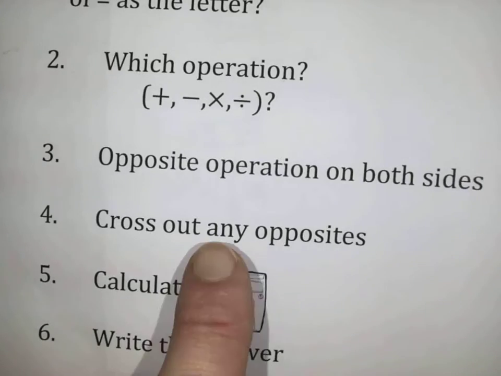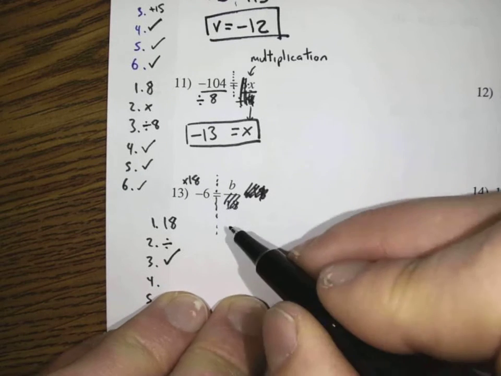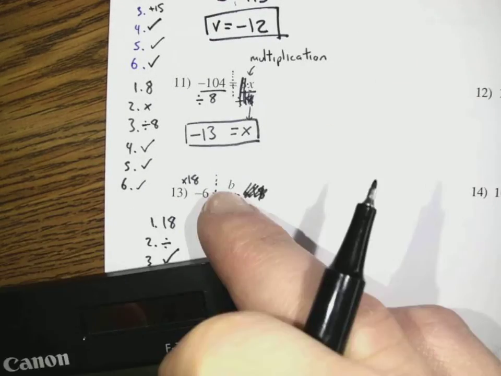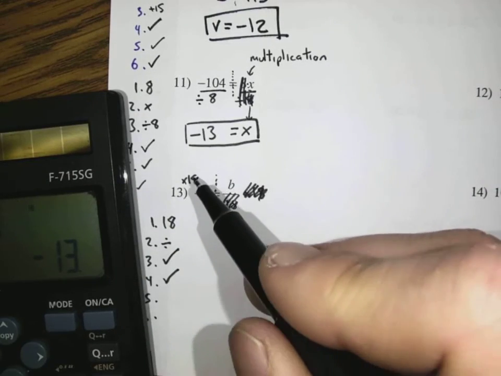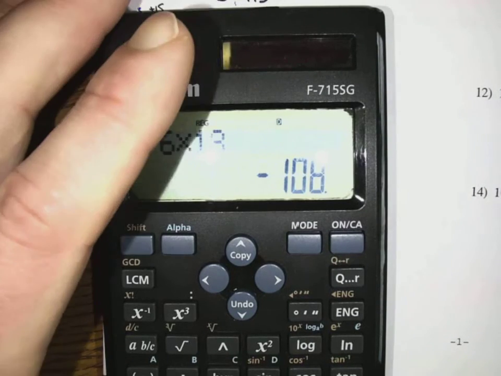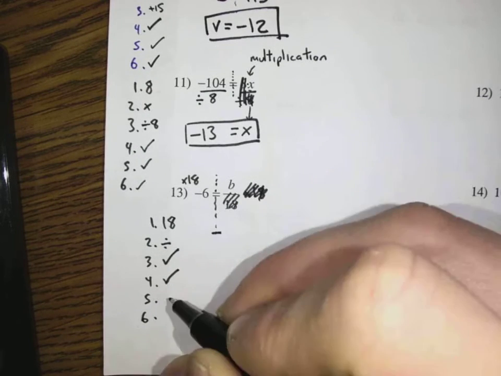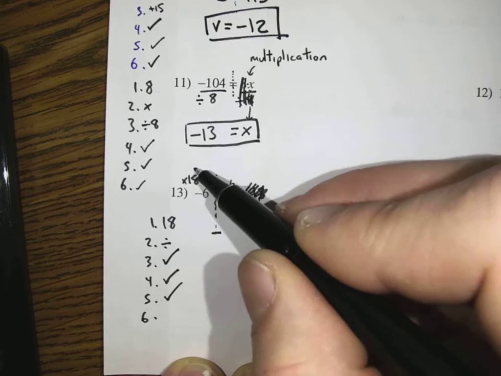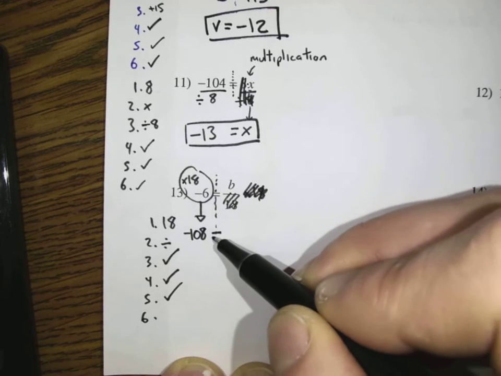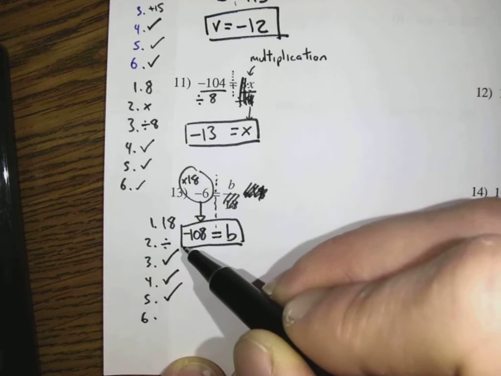We're going to cross out any opposites. Opposites are dividing by 18 and timesing by 18. They're opposites. And so the next thing is we go to a calculator. We say, okay, calculator, we're taking this negative 6 and multiplying it by 18. So negative 6 multiplied by 18 gives us negative 108. Okay. So step 6 is we're going to write the answer. This whole thing turned into negative 108. And over here, we just have a b left over. So negative 108 is b, or b equals negative 108.